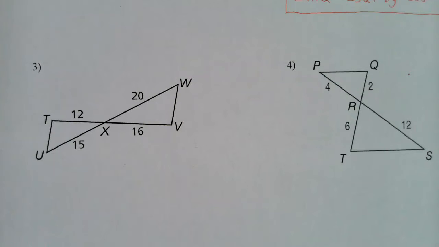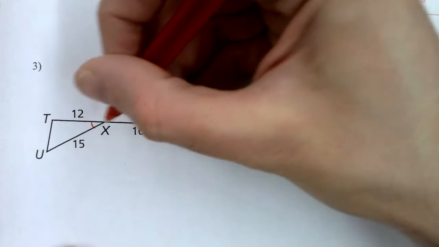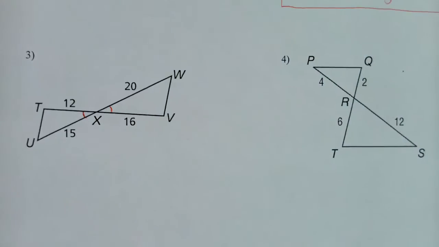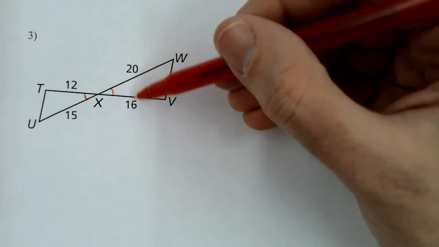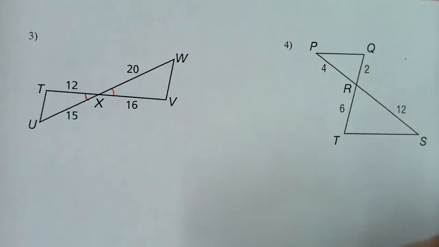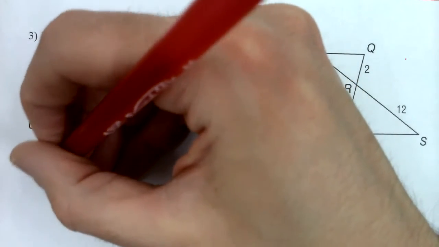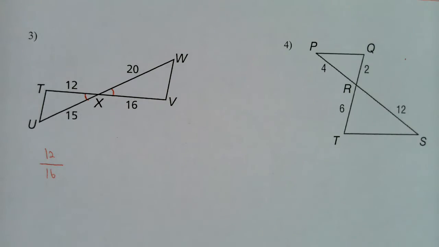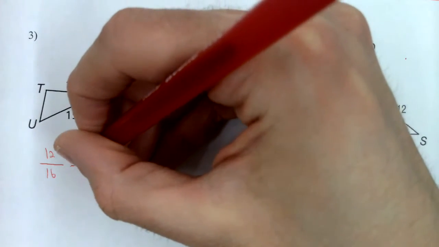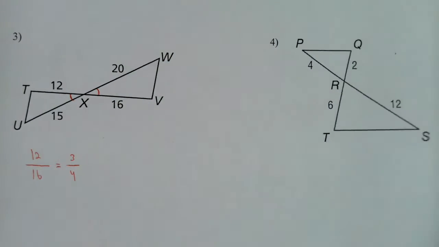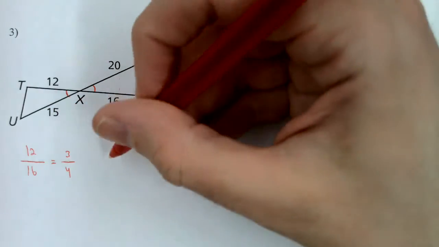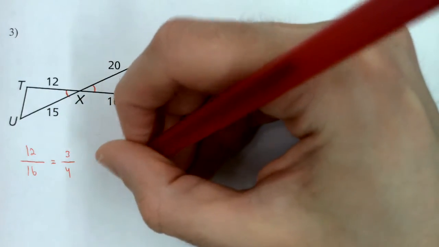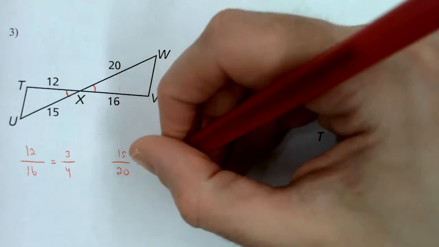Number 3, let's label the vertical angles being congruent. And now let's compare the smaller of these two numbers with the smaller of these two numbers. So let's compare the 12 with the 16. Divide each one by the common factor of 4 and you get 3/4. Then let's compare the bigger of these two numbers with the bigger of these two numbers. Let's compare the 15 with the 20. Divide them each by the common factor of 5, and we get 3/4.